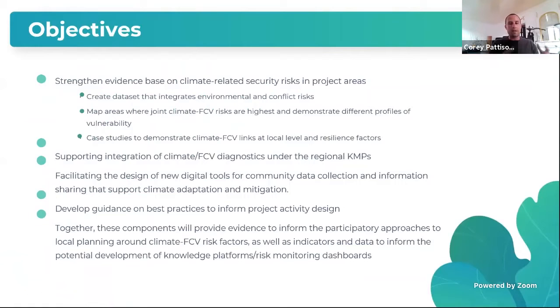Okay. So as I said, the idea is to inform these 3 regional projects by, in the first place, creating joint data sets that aggregate both environmental and conflict-related risks, map the areas where these joint risks are highest, and demonstrate different profiles of vulnerability. We are not taking a composite index approach, but rather, as I'll get into, trying to demonstrate variation of joint risks across this geographic area, and then presenting case studies to demonstrate what these links look like at the local level, as well as what factors of resilience have enabled some of these risks to not become violent.